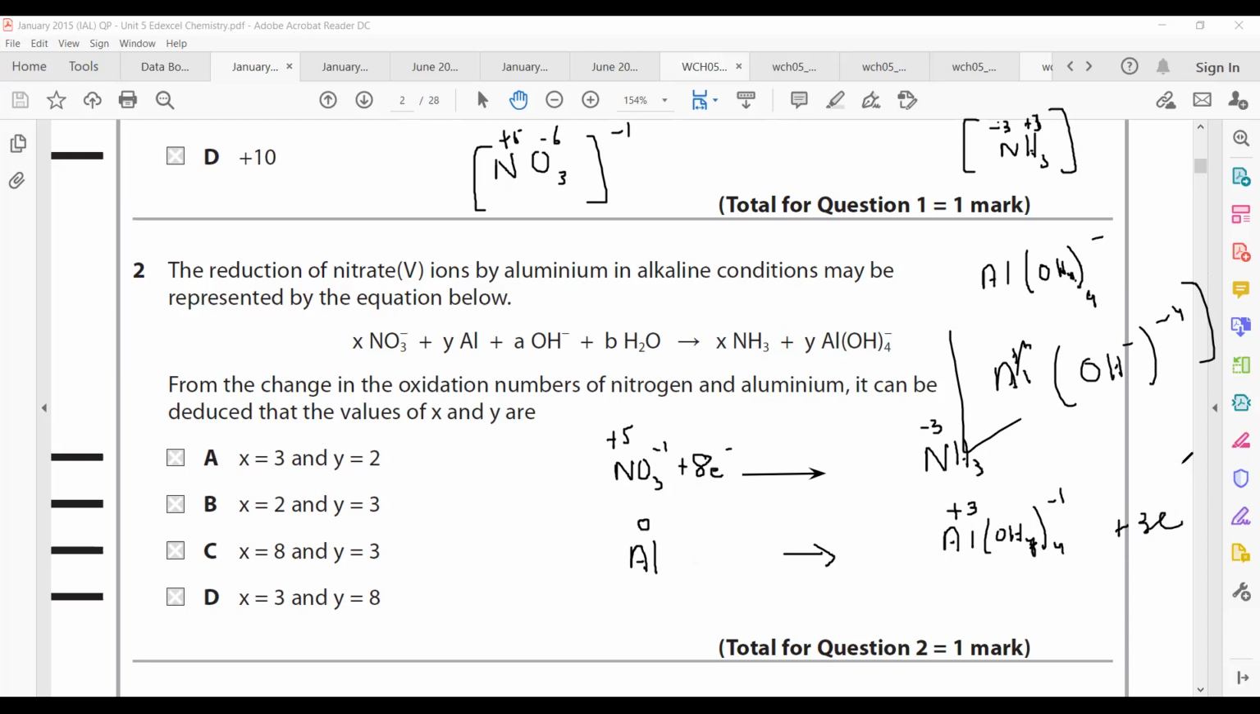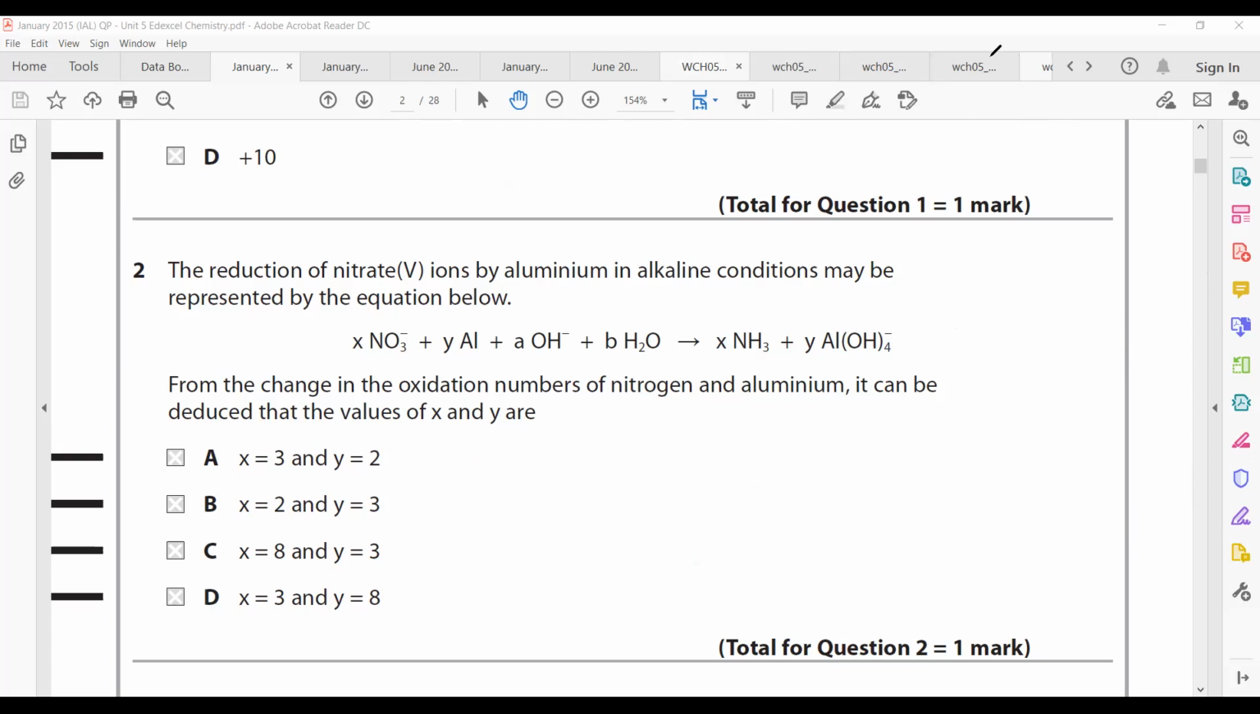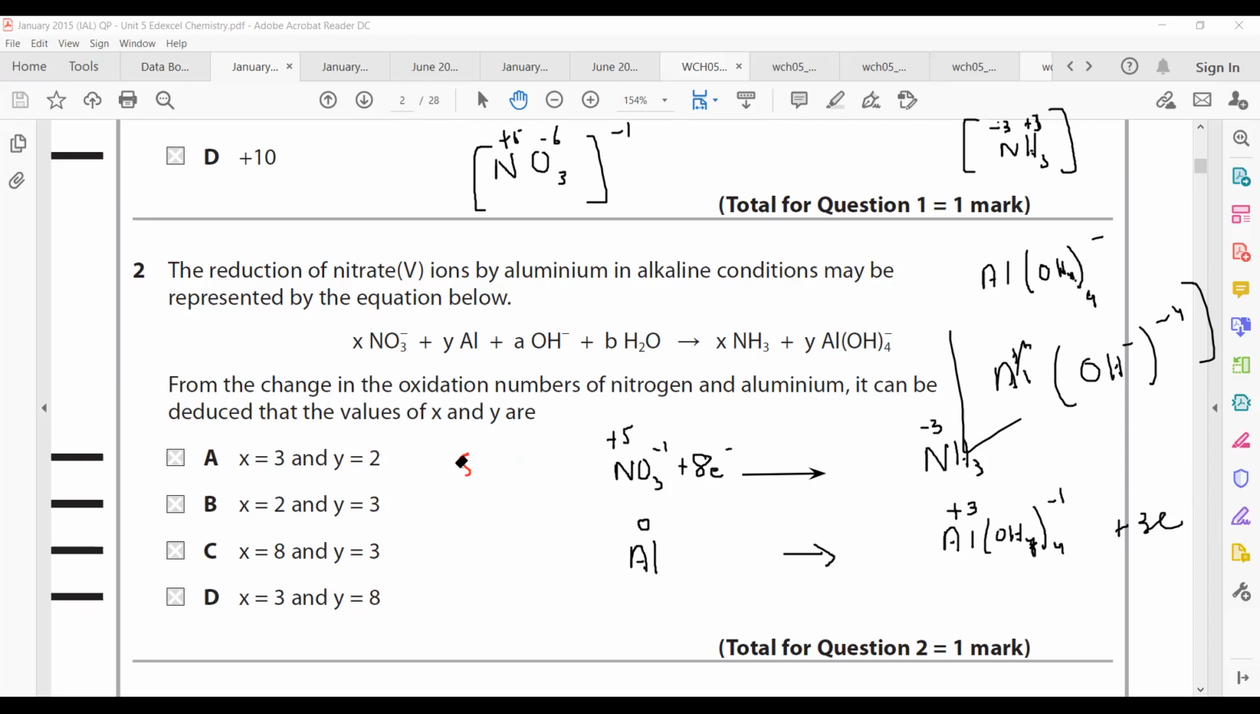Now, when we are writing a redox equation, the number of electrons lost by one should be equal to the number of electrons gained by the other. To have a balanced equation, because 3 and 8 are not the same, the first equation should be multiplied by 3, and the second equation should be multiplied by 8. So if it is multiplied by 3, which number will be beside the nitrate ion? 3. And which number will be beside aluminium? 8. So the correct answer is D. Is it clear?